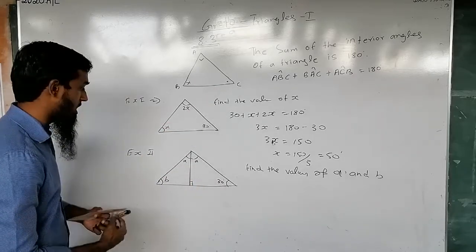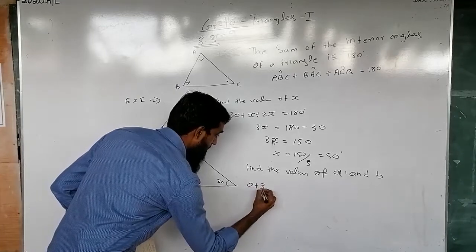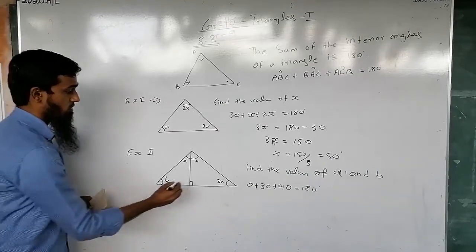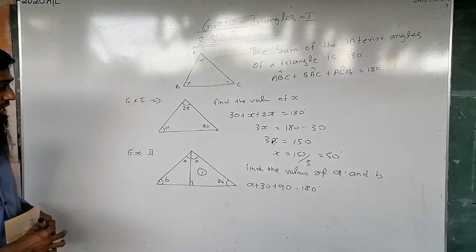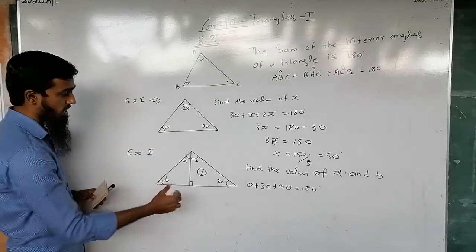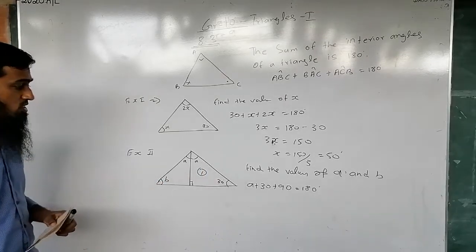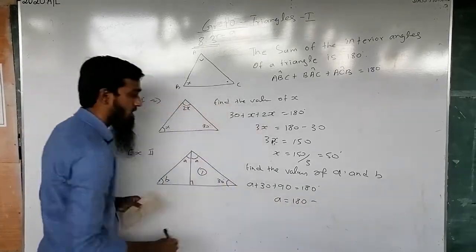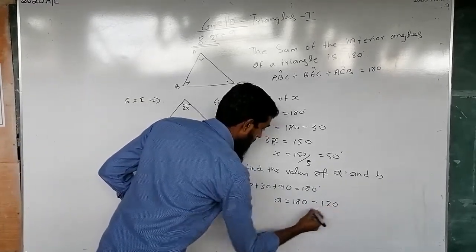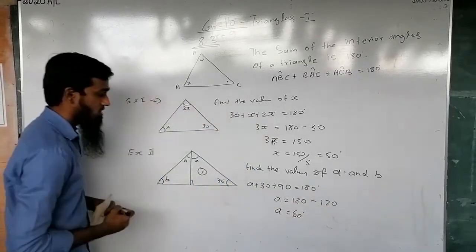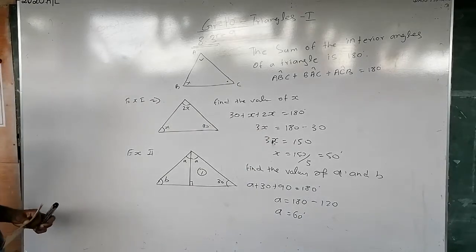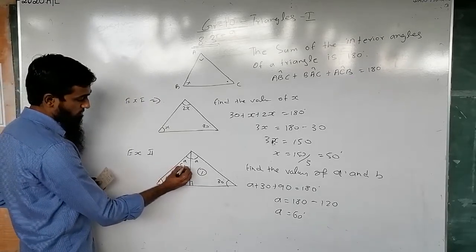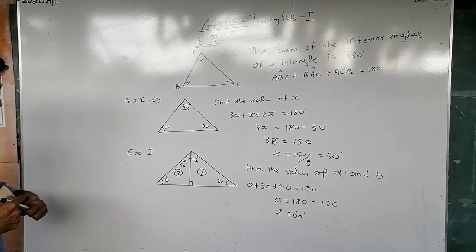So we can use the theorem. A plus 30 plus 90 is equal to 180. I'm naming the smaller triangle as 1. If you take the first triangle, you can use the interior sum and easily find the value of A. So A equals 180 minus 30 plus 90, that is 120. So A equals 60. So easily we can find A as 60. If you use the second triangle, here also we have A. We found the magnitude as 60.